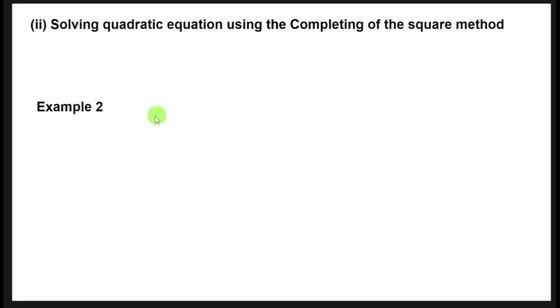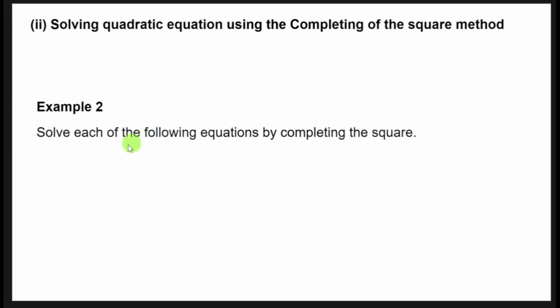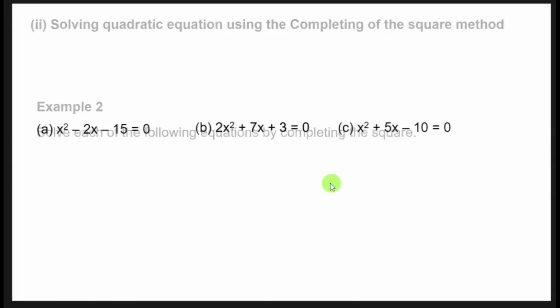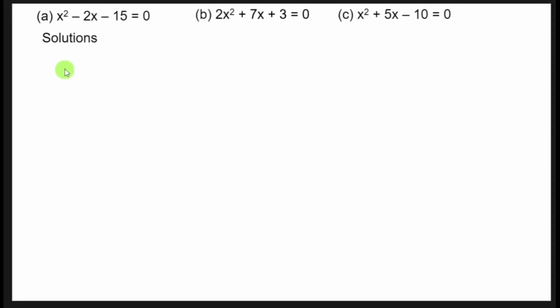Alright, so this was supposed to be example 2, where we were told to solve each of the following equations by completing the square. So we had A, which I solved very well, and then B, which I didn't solve very well, and C. So I want to solve these very well. So let's say solutions. We are starting with B. So B is like this: 2x squared plus 7x plus 3 is equal to 0.